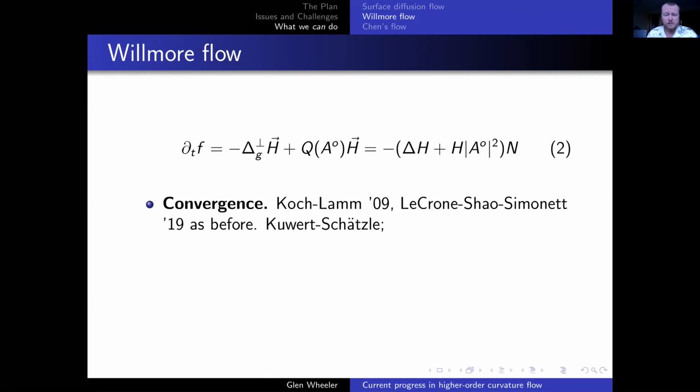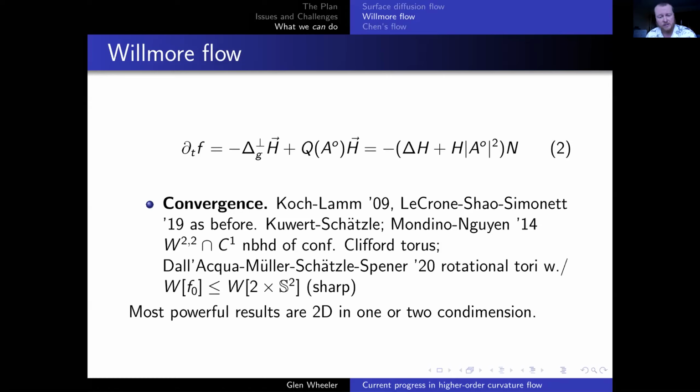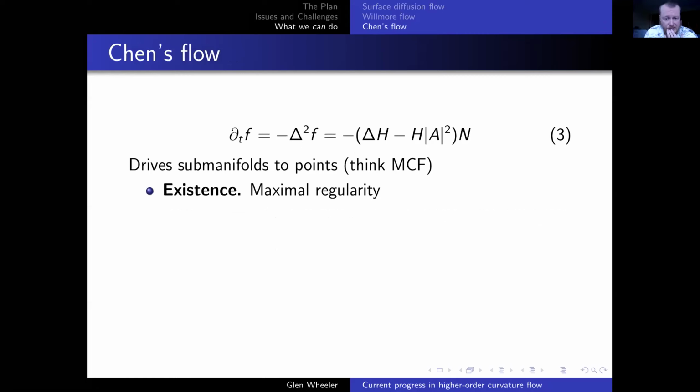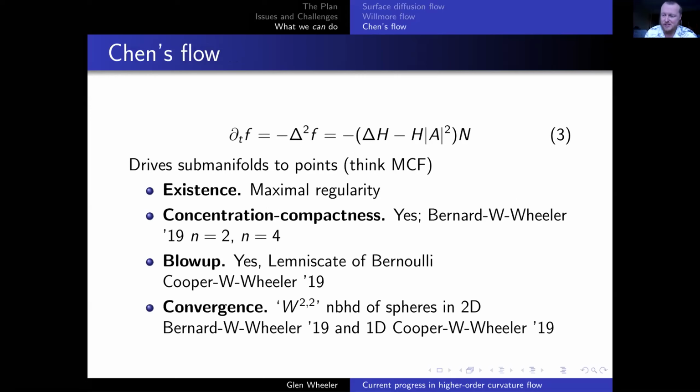There's convergence results, which are similar to the ones I showed, but in the Willmore flow case, there's also convergence for tori, Mondino and Nguyen in 14 with this kind of topology, and a recent paper by Dall'Acqua, Müller, Schätzle, and Spener in 2020 for rotational tori, and that's again below the energy of 2 spheres. Surface diffusion cannot have this result because numerical evidence shows that surface diffusion of a torus is always singular. Okay, now for Chen's flow, it's very recent, and I'm just going to skip it. If anyone's interested, we talk later.